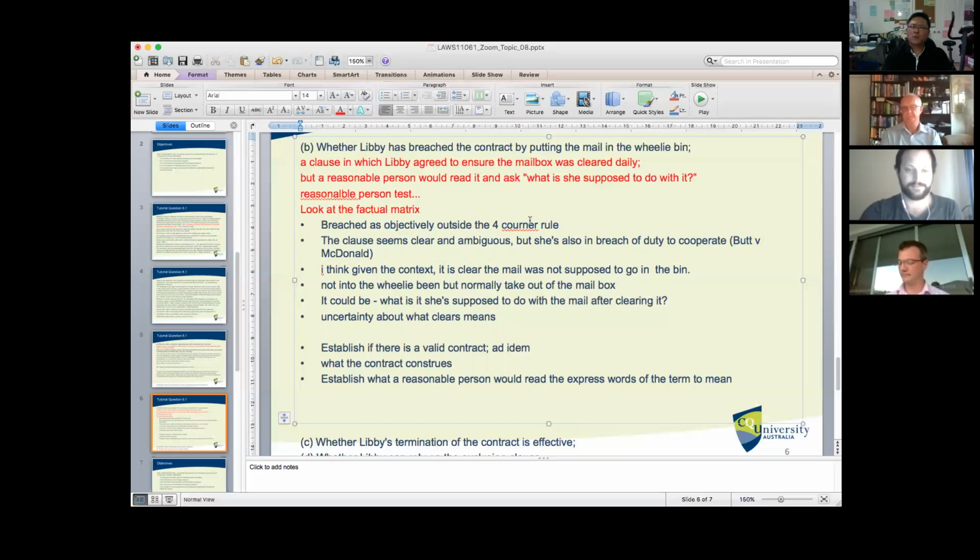Okay. So why would you apply the four corners rule? What exactly does the four corners rule mean or state here? What exactly is the four corners rule? And then we'll take up what Martin has suggested, that there is a breach of duty to cooperate. We'll take that up in a short while. What exactly is the four corners rule? Why would that be applicable in this scenario?